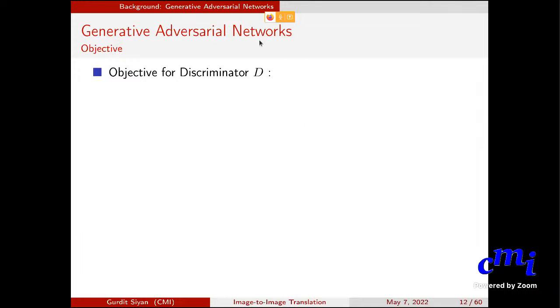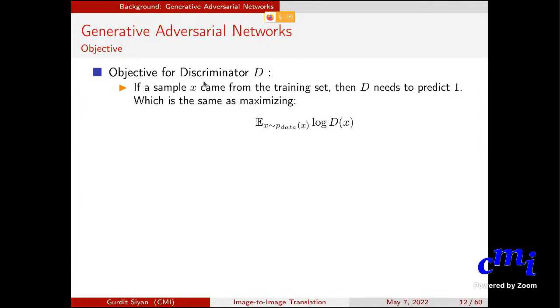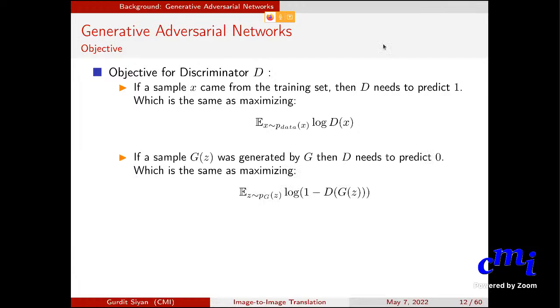Mathematically, the objective for D is, if a sample X came from the training set, we want to predict 1. That's the same as maximizing this expectation. The log is there just for computational reasons. We want to maximize D of X. Similarly, if a sample G(Z) was generated by G, then D needs to predict 0, or just maximize 1 minus D(G(Z)). If we maximize both these terms simultaneously, that becomes the objective for D.